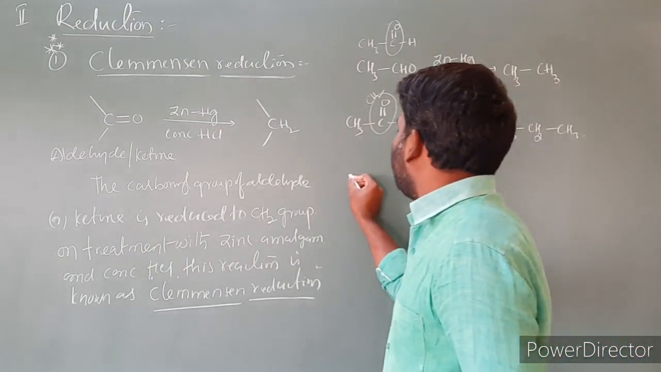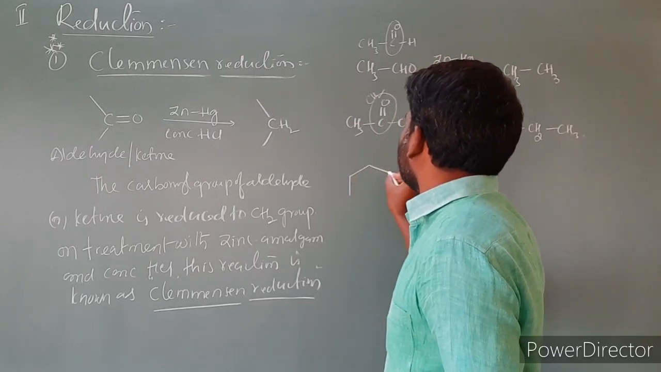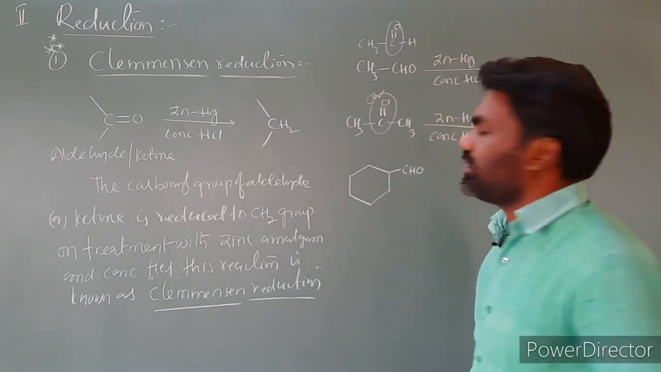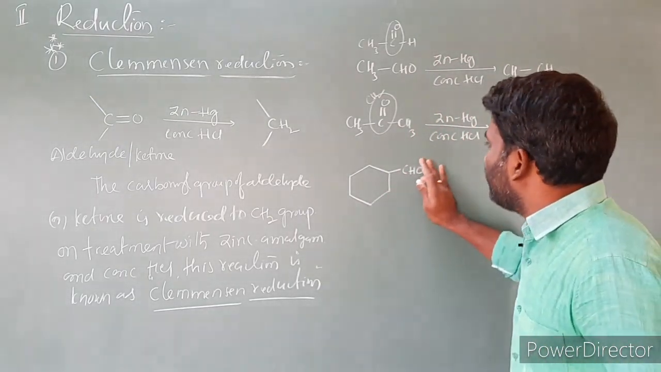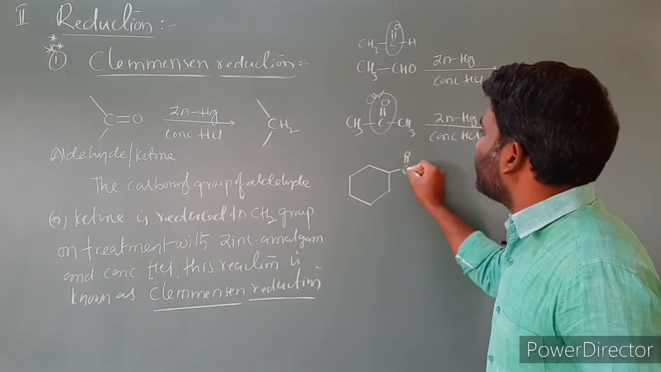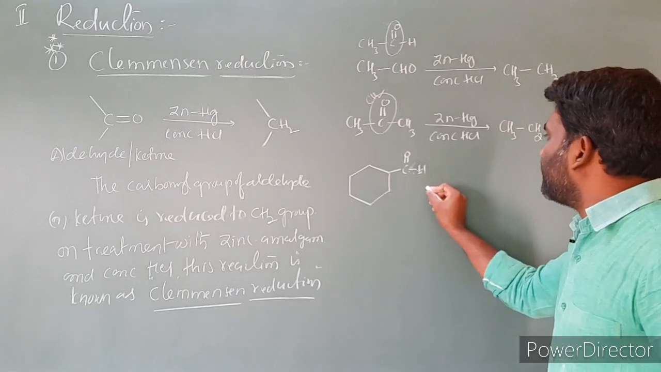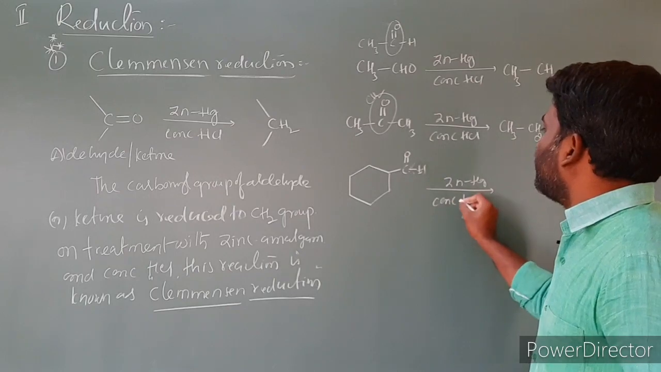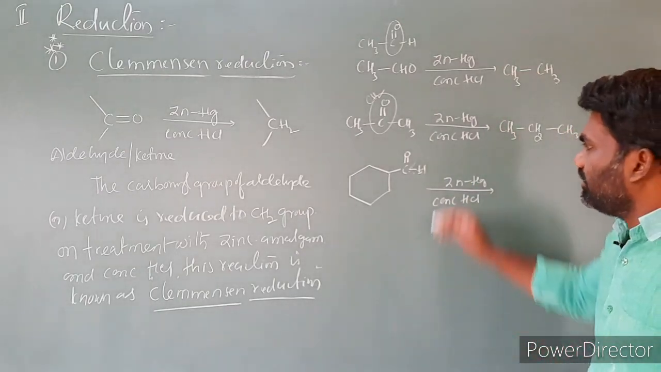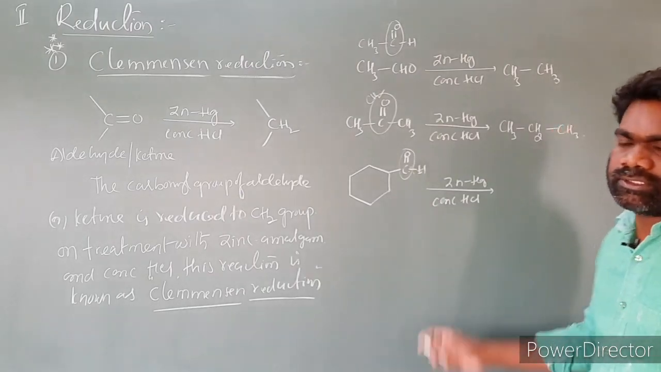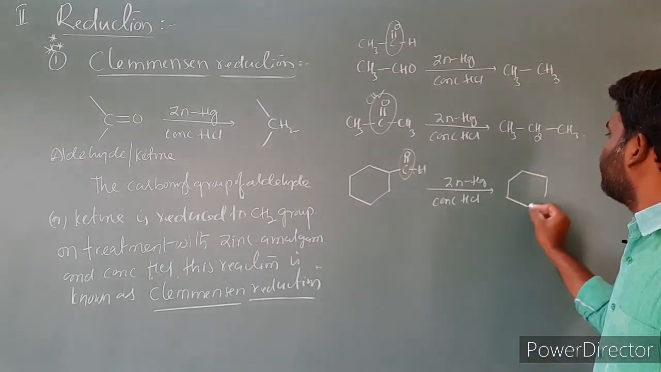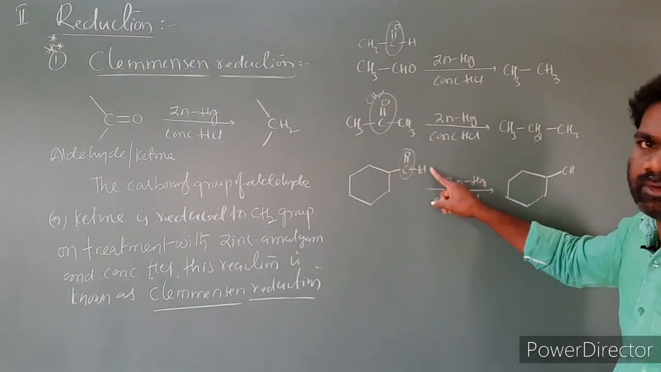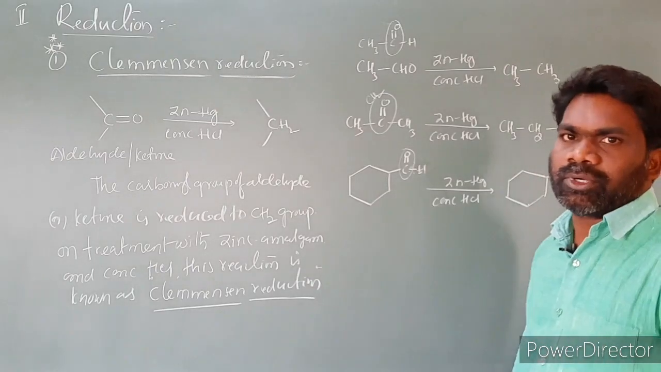Take one more example. I am taking this one, with a CHO group. This is the reactant I took. This group I am writing as C double bond O H, like this. This one I am treating with ZnHg followed by concentrated hydrochloric acid, the same reagent. Then this C double bond O group we have to change to CH2. Then the product is like this: this C double bond O converting into CH2, and this hydrogen I am writing as CH3. This is the product formed in this reaction.